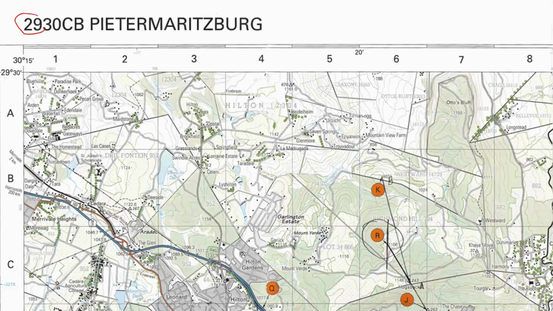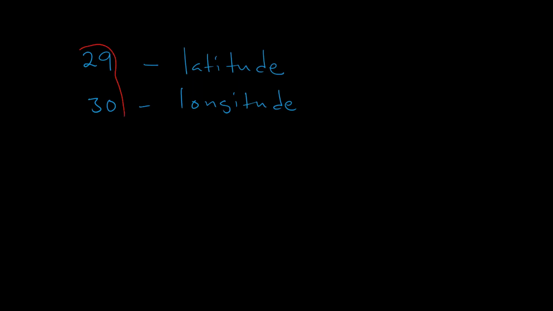The first two numbers are 29. These numbers represent the latitude of the map. If you look at the horizontal lines on the map, you will see that this map lies between 29 degrees south latitude. That is why the first part of the map index is 29. The next two numbers are 30. These numbers represent the longitude of the map. If you look at the vertical lines on the map, you will see that they represent 30 degrees east longitude. So far, we have 2930.